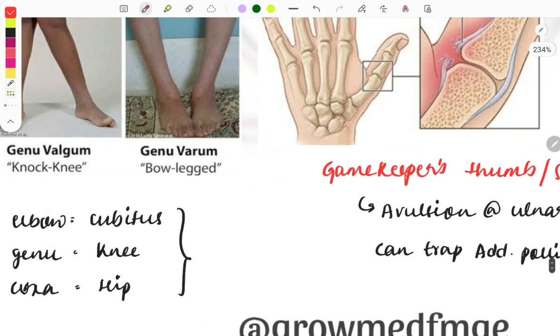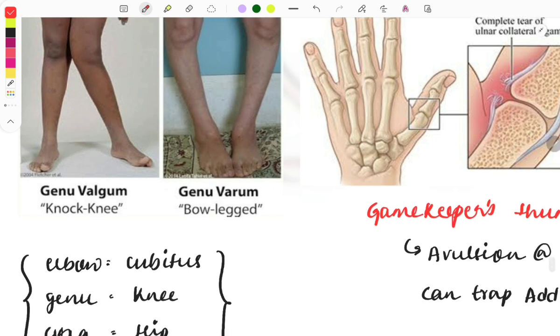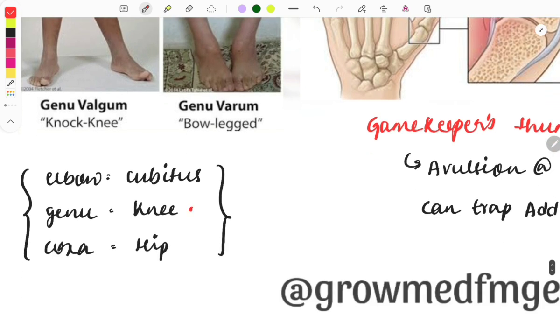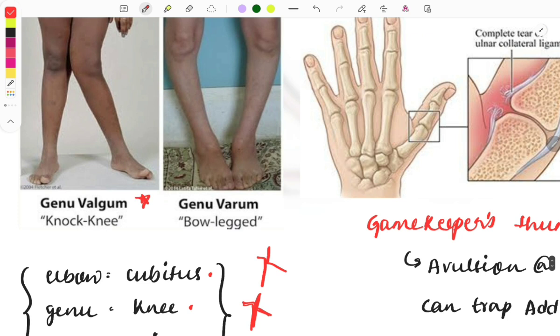Then let's look at another very high yield topic, that is varus and valgus. See, if the knee is involved, it is called genu. If the elbow is involved, it is called cubitus, and if the hip is involved, then it is called coxa. Okay. And we can remember it simply by valgum: gum means sticking together. So knock legs. Knocked legs is another name used for knock knee, genu valgum, and for genu varum it is bow legs.